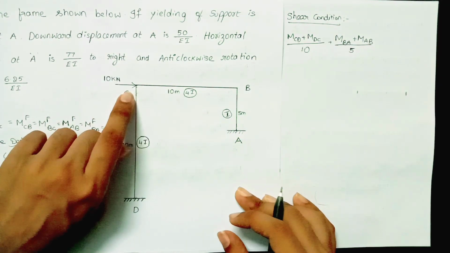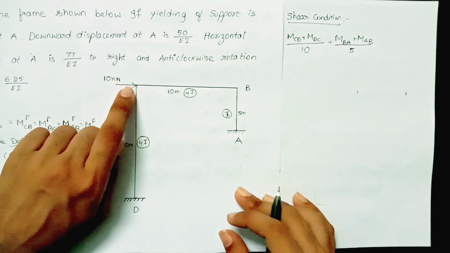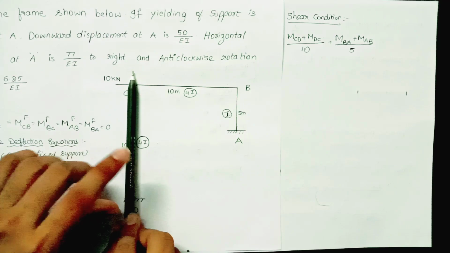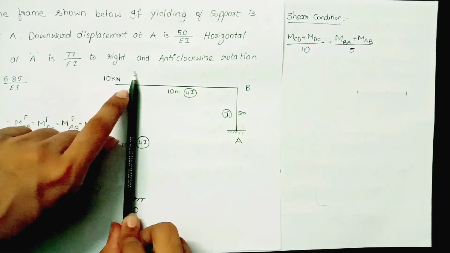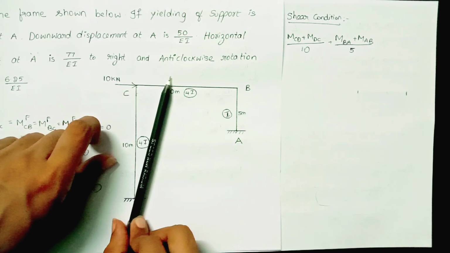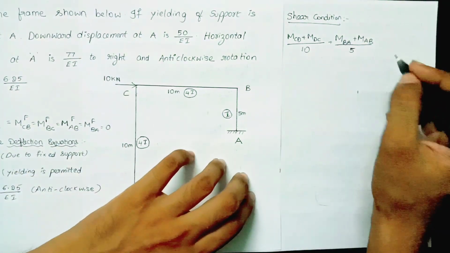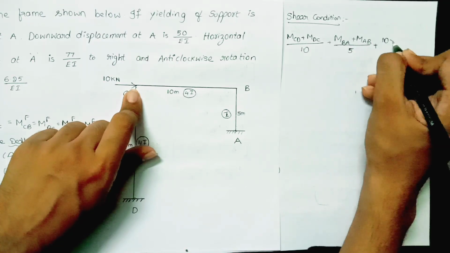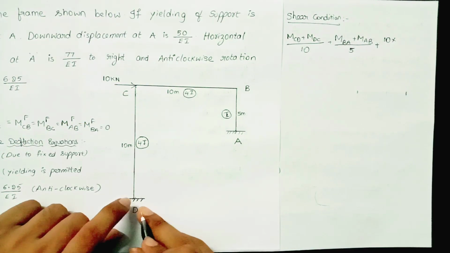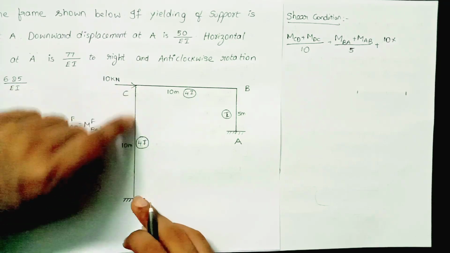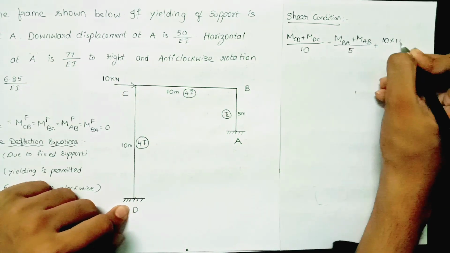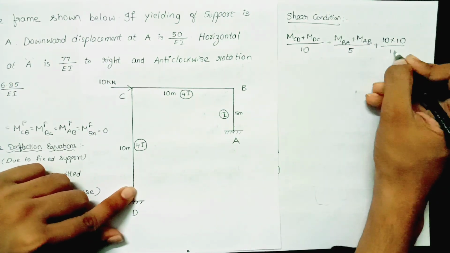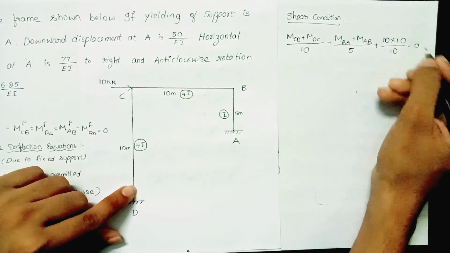Now coming to the external loads, there is only one load. It is in the horizontal direction. So if this is the column member, due to this load the column is rotating in the clockwise direction. So positive, I am writing plus the load intensity 10 kilonewton into, if I take moment about D, the perpendicular distance is 10 meters, divided by the total length. Again the total length is also 10 meters, finally equated to 0.